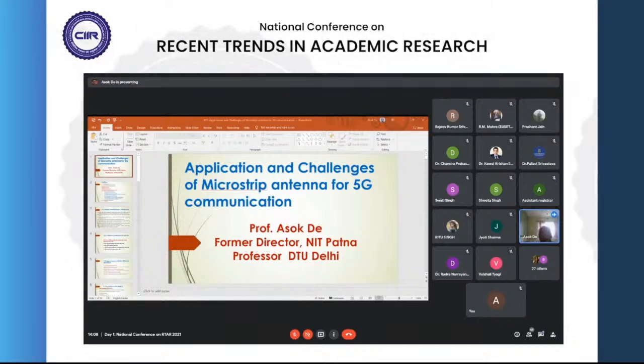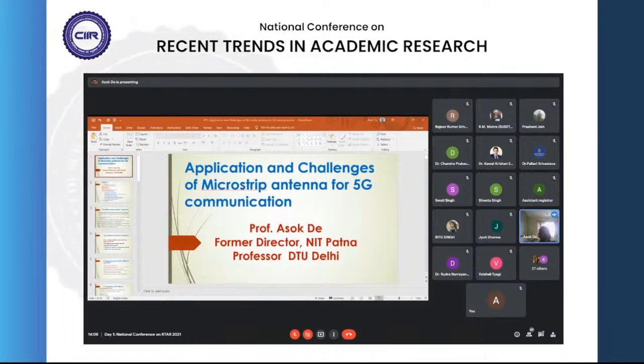From the antenna point of view, in this 5G communication system, the antenna will play a very important role. The different challenges the antenna designer is facing are designing a wider bandwidth antenna, beam steering or beam forming, and simultaneously handling multiple beams by the antenna. Those are the different challenges, and size is also a very big challenge.